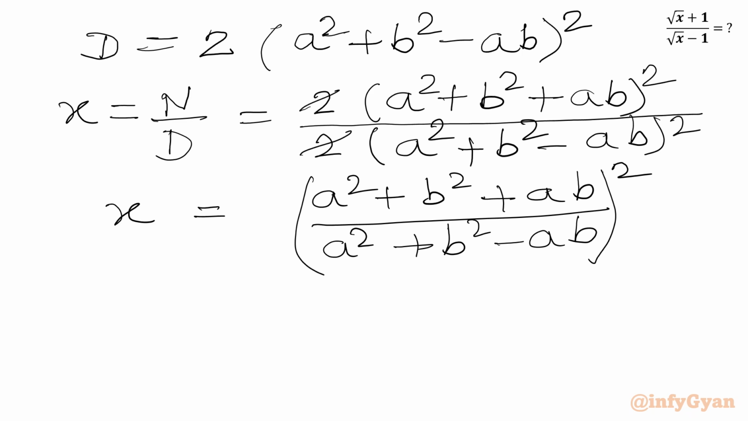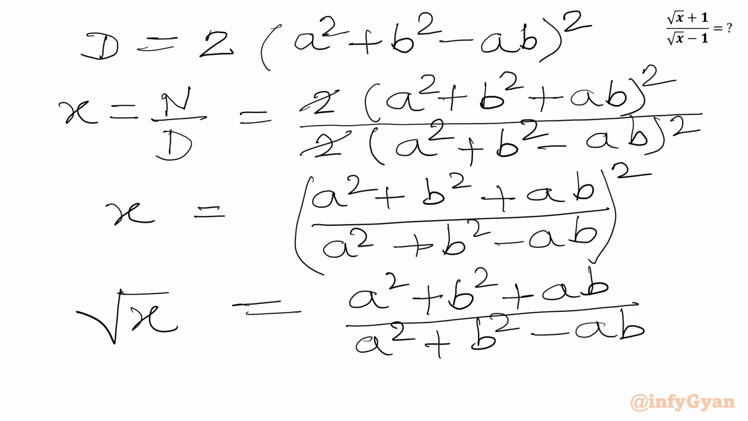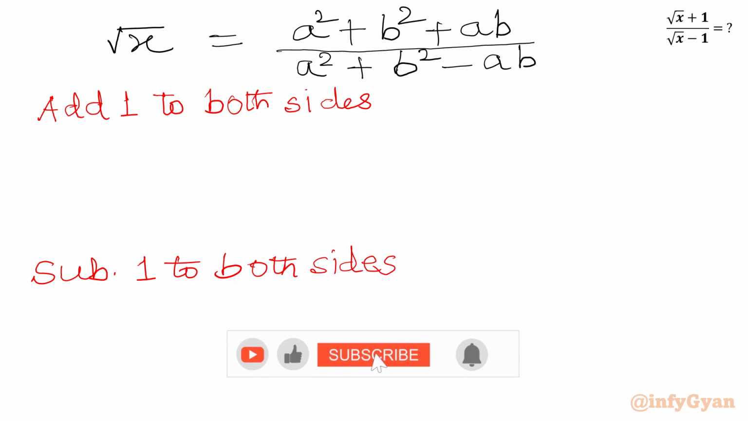Now we will consider square root both sides. So we can write square root x will be equal to a square plus b square plus ab over a square plus b square minus ab. Now our required expression is here. So I will add 1 and subtract 1 to both sides. Let me write here the value of square root x first. Here it is. Now we will add 1 and subtract 1 to both sides.